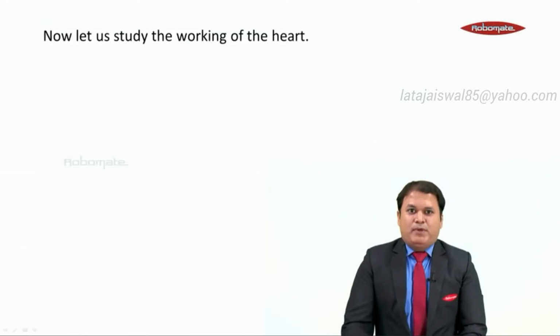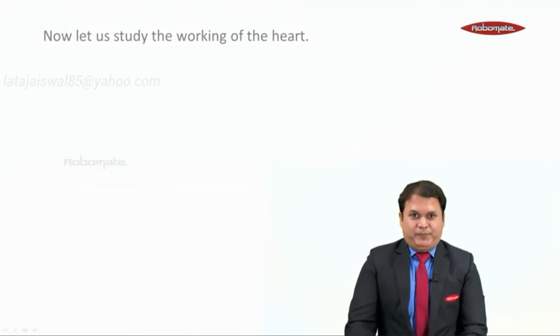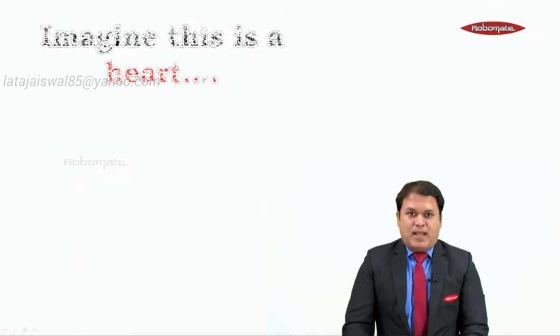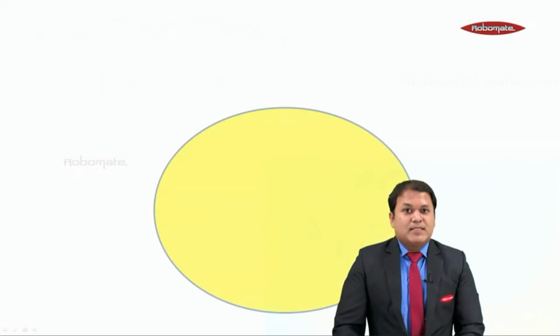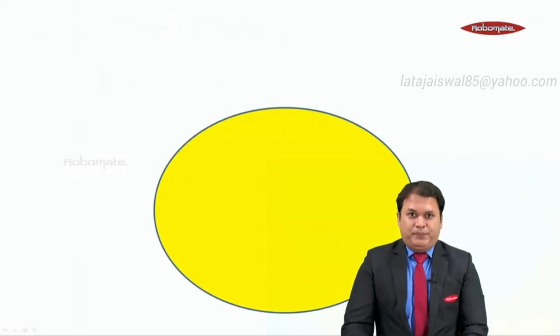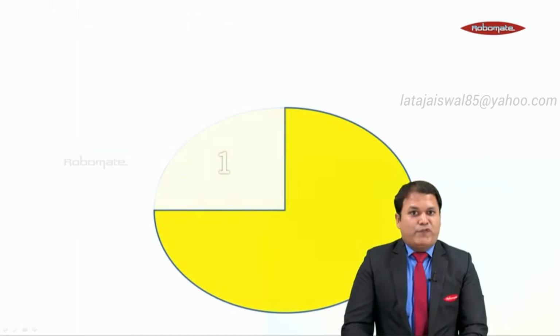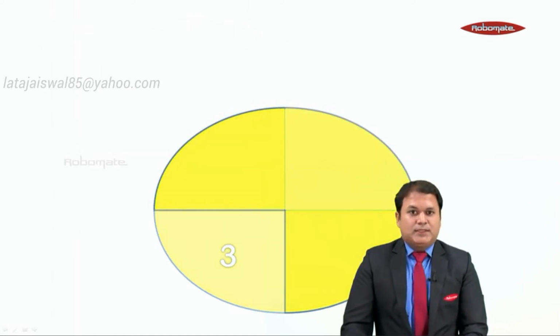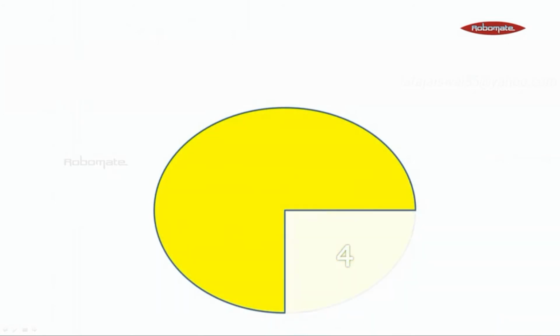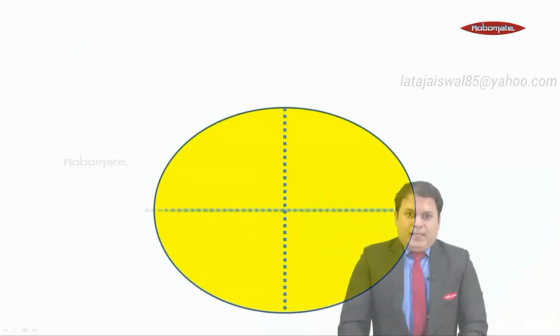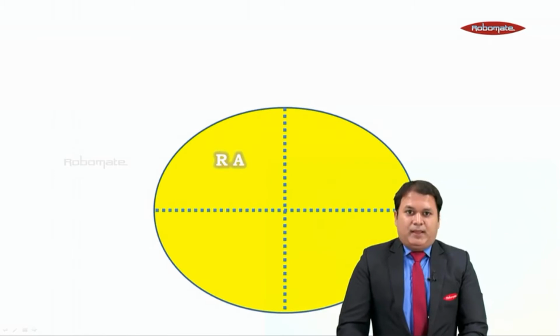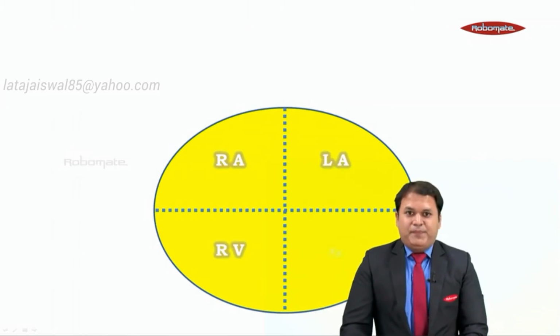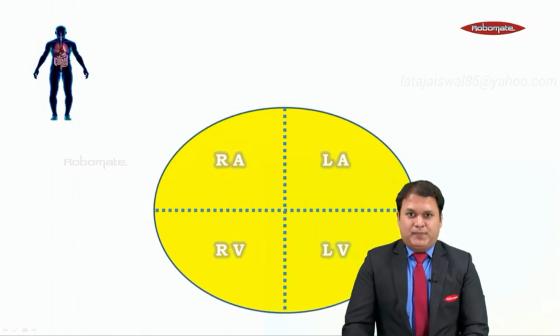Now let us study about the working of the heart. Now imagine this is a heart. We are taking a schematic representation of the heart. We know that the heart has got 4 chambers. So this is the first chamber, the second chamber, the third chamber and the fourth chamber. The 4 chambers of the heart are right atrium, right ventricle, left atrium and the left ventricle.